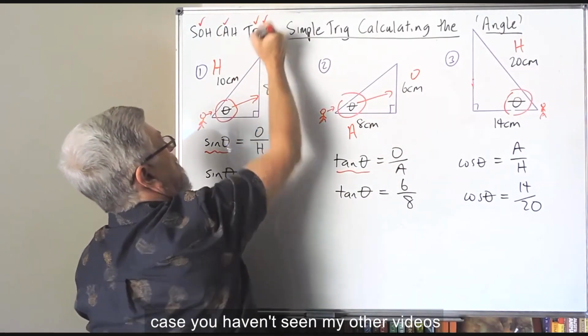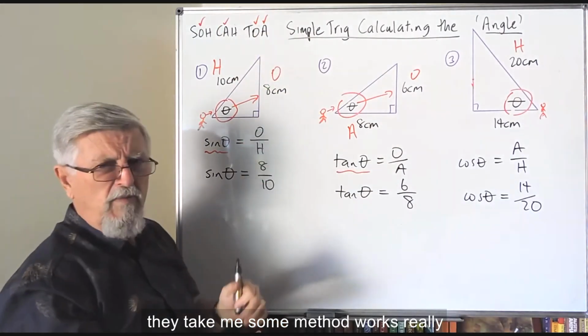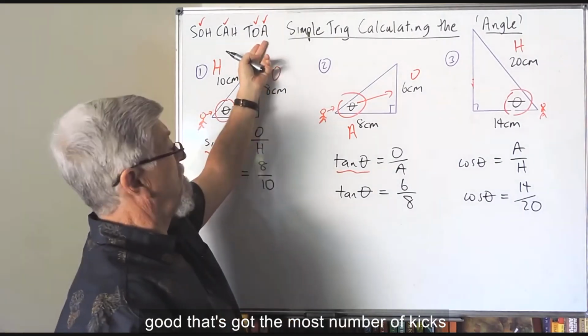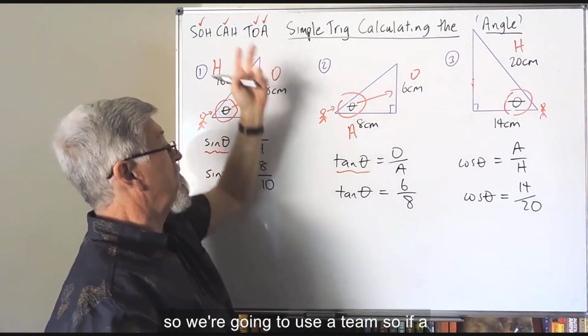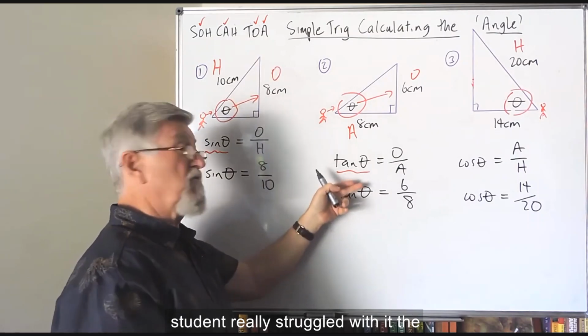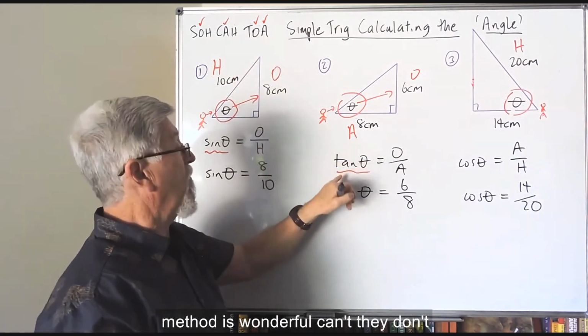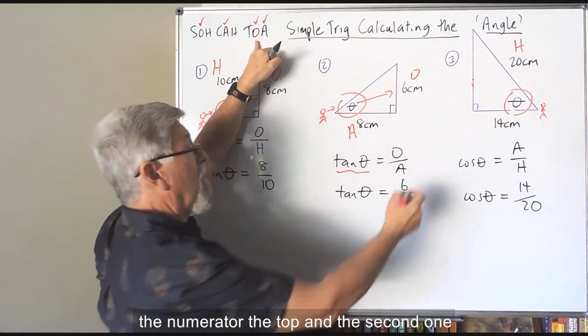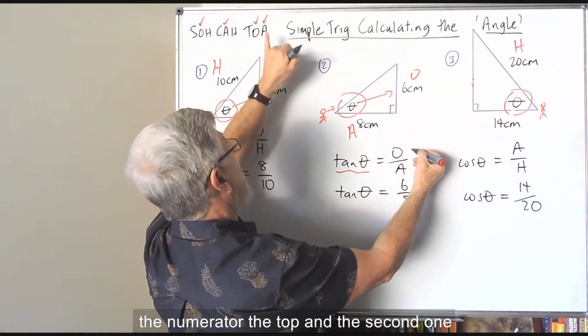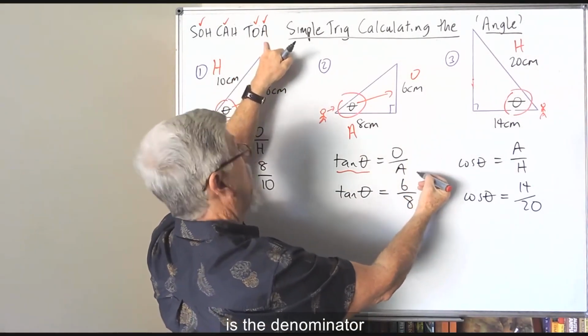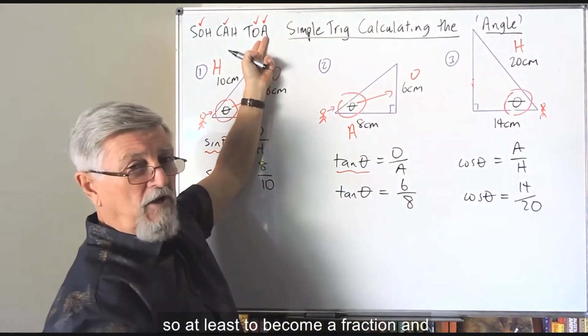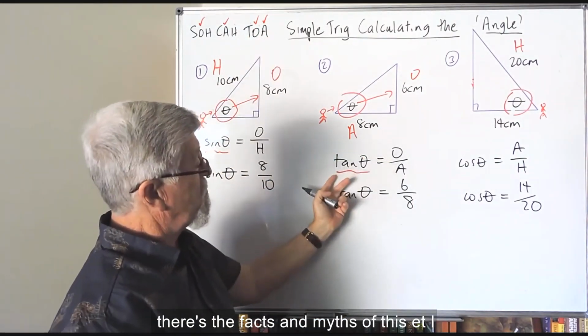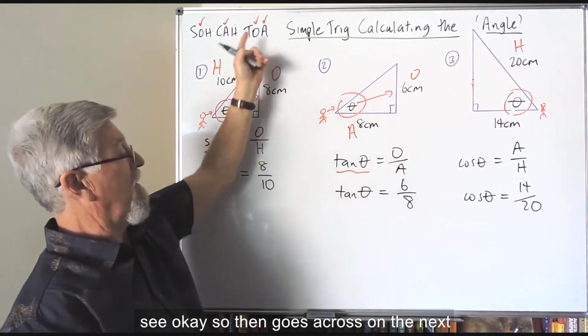Just in case you haven't seen my other videos, the tick method works really good. That's got the most number of ticks, so we're going to use the tan. If a student really struggles with it, the tick method is wonderful. Tan theta, and then you write that the first one is the numerator, the top, and the second one is the denominator, the bottom. So these two become a fraction, and there's the fraction there. So there's your TOA.